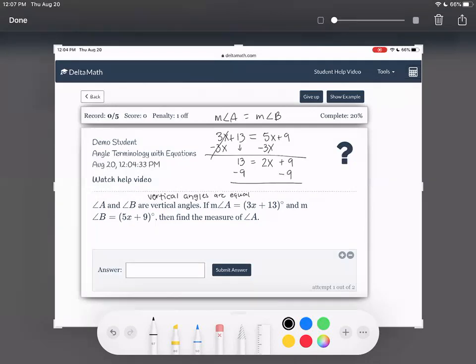And then you get 13 minus 9, which is 4, is equal to, bring down your 2x, and then those cancel out. Let me rewrite 4 is equal to 2x over here, just because I have space here. So there we go. 4 is equal to 2x. Any questions up till here?